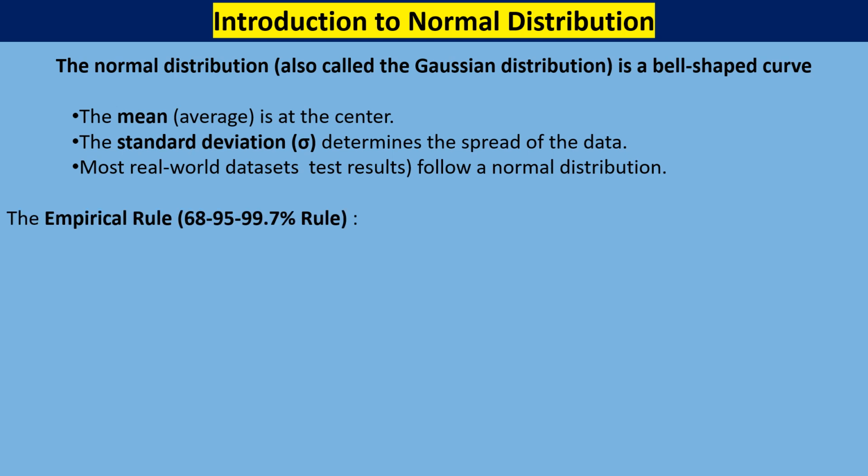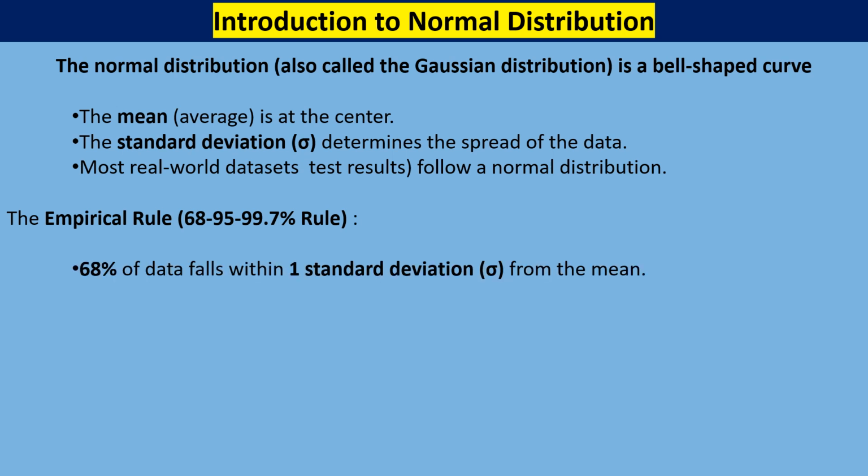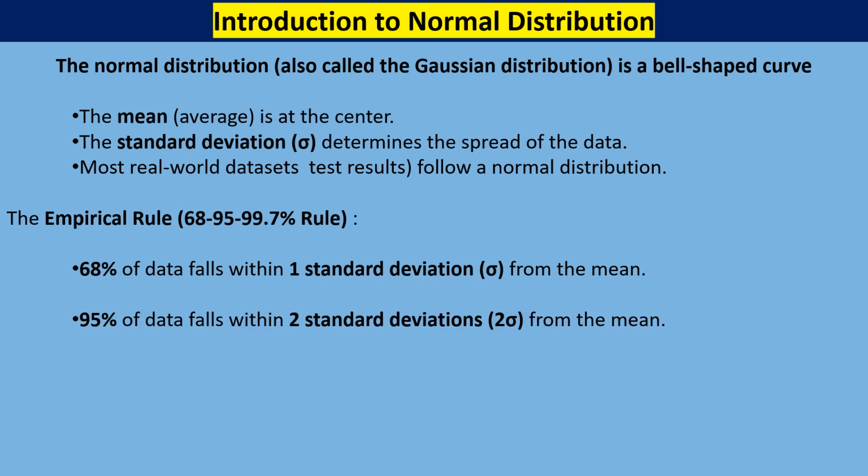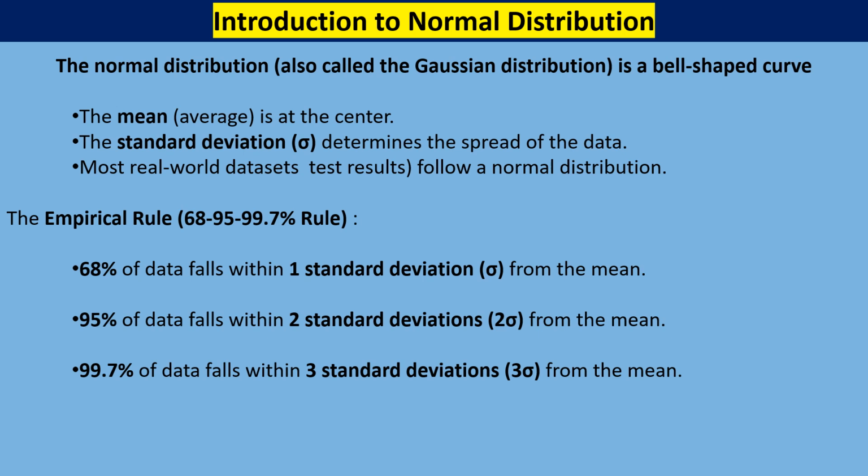The empirical rule, the 68-95-99.7 rule, states for a normal distribution: 68% of data falls within one standard deviation from the mean, 95% of data falls within two standard deviations from the mean, and 99.7% of data falls within three standard deviations from the mean.